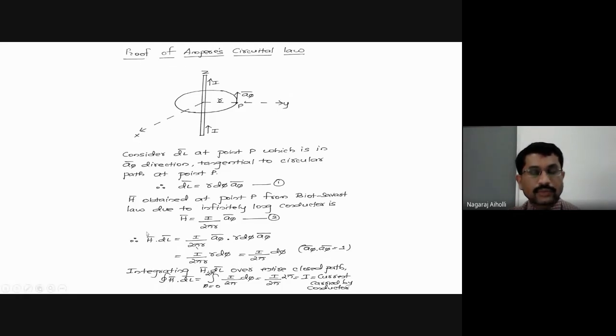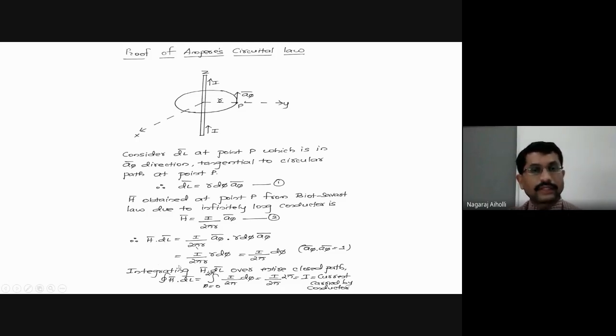Now we have to integrate this to get the total H bar dot dl bar around the closed path. The closed line integral of H bar dot dl bar is equal to the integration from phi equal to 0 to 2 pi, since it's a closed path, of I by 2 pi d phi. I by 2 pi is a constant, so take it outside. The integration of d phi is phi over the limits 0 to 2 pi. The upper limit is 2 pi and the lower limit is 0, and hence we get I by 2 pi into 2 pi minus 0. The 2 pi and 2 pi cancel, and that is equal to I, the current carried by the conductor.